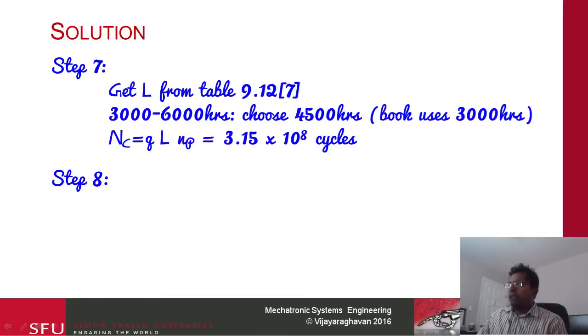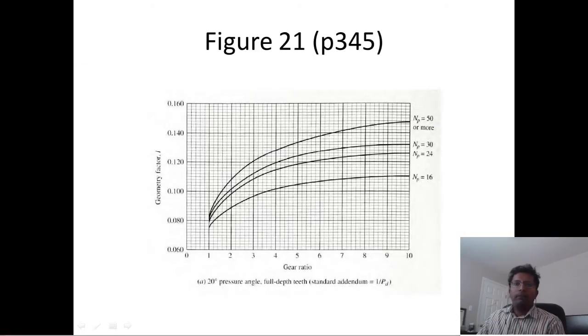So we're going to calculate the value of I from figure 9.21. Let's look that up. We're going to look at the number of teeth in the pinion, which was 18. This is 16 teeth in the pinion, this is 24, so we're going to linearly interpolate between these values. The other thing we needed was the gear ratio, which was about 3.787, so that is about 3.8.